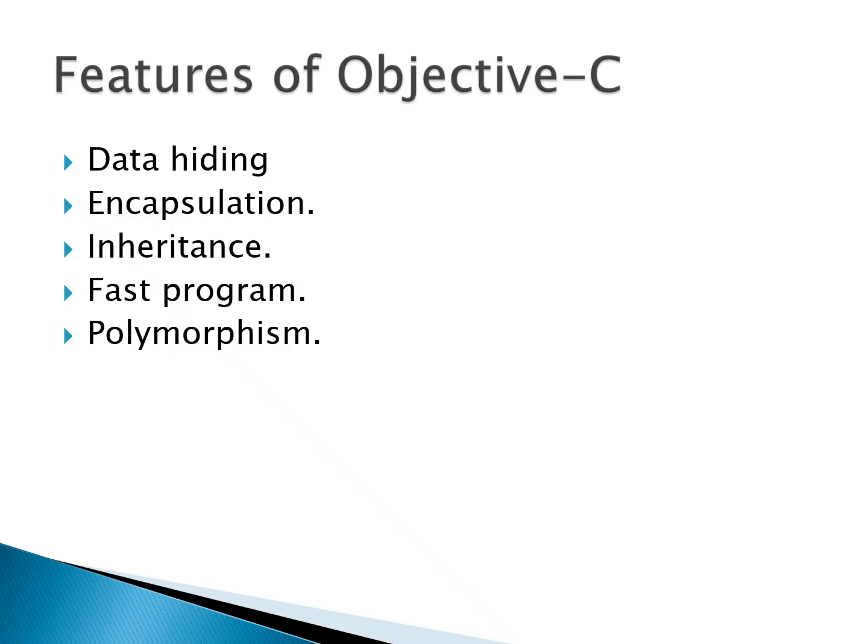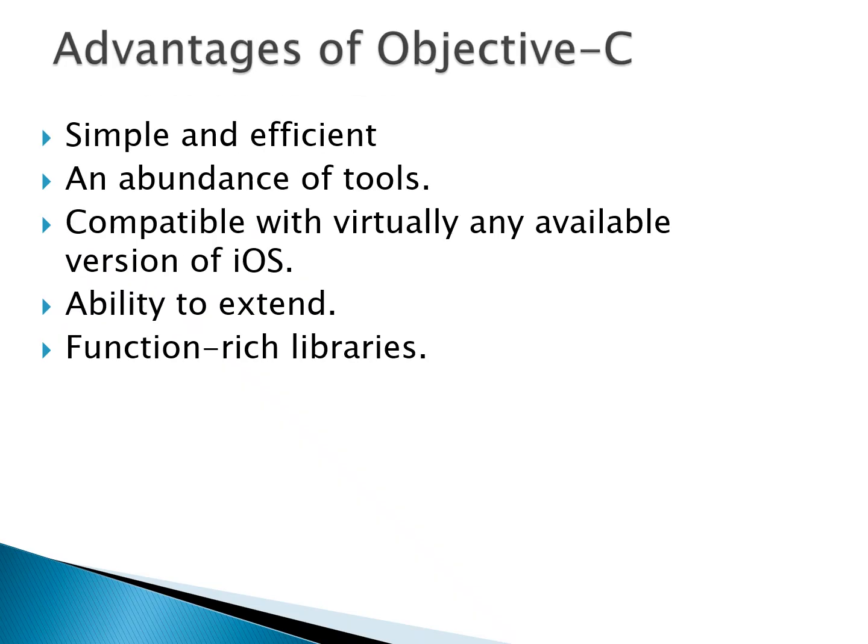The next one is polymorphism. Polymorphism means many forms. It supports many forms. These features belong to an object-oriented programming language.